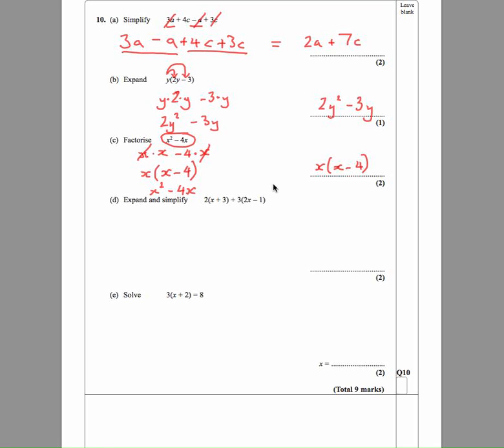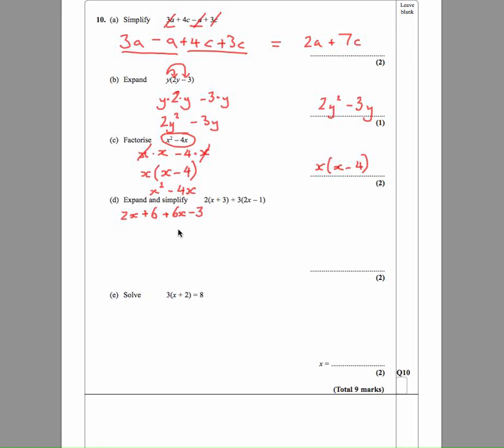Okay, now we have to do expansion and simplification. So this will be a case of multiplying what's outside the brackets by what's inside, and then gathering up matching terms. Okay, so the first one, 2x times 2x plus 3, that's going to be 2x, 2 times x is 2x, 2 times positive 3, it's going to be positive 6, and then here we've got 3 times 2x, that's going to give us 6x, and then 3 times minus 1, or negative 1, is going to be negative 3.